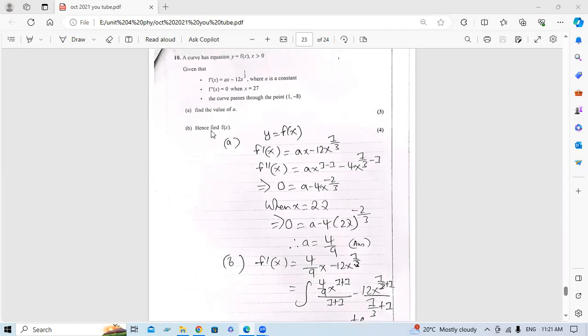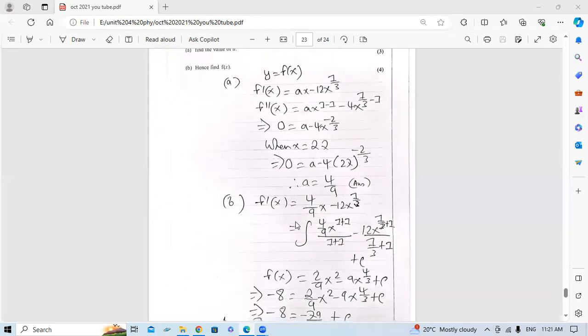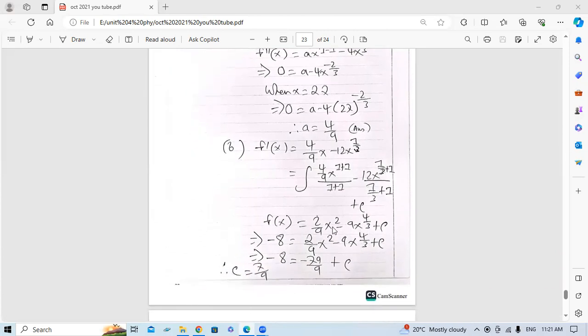In part b, it has been asked to find f(x). For finding f(x), we need to integrate f prime x, and f prime x equals 4 by 9 x minus 12x to the power 1 by 3. If we integrate, 4 by 9 x to the power 1 plus 1 divided by 1 plus 1, minus 12x to the power 1 by 3 plus 1 divided by 1 by 3 plus 1, and you need to state plus c at the end. f(x) equals 2 by 9 x square minus 9x to the power 4 by 3 plus c.